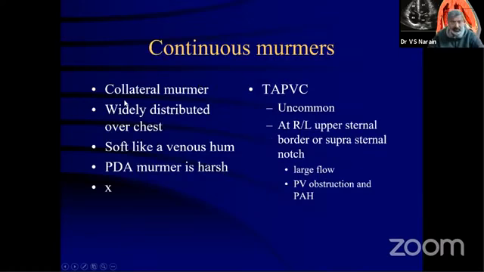You should know that a collateral murmur is soft, it's like a venous hum. It is not very harsh like that of a PDA. The PDA murmur is situated just below the clavicle. Collateral murmurs will be widely distributed over the chest.